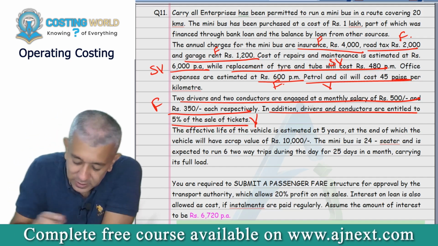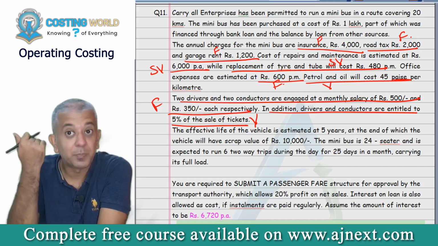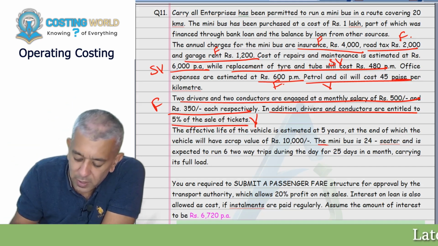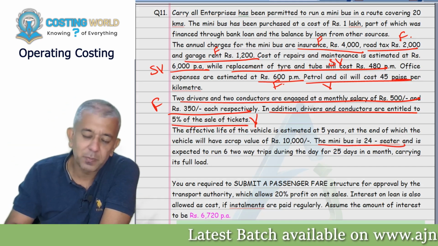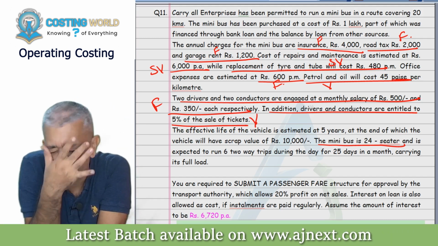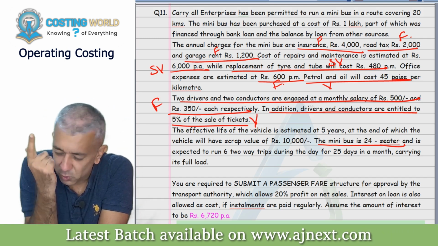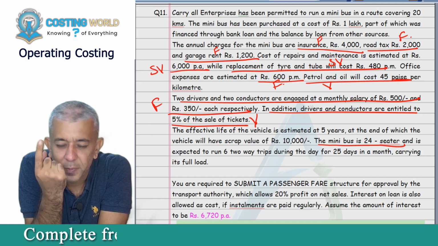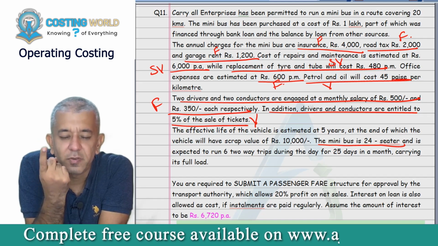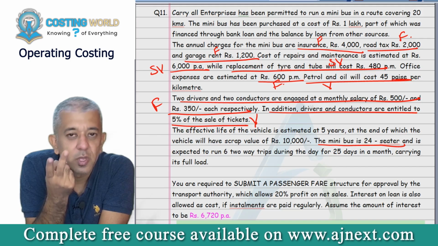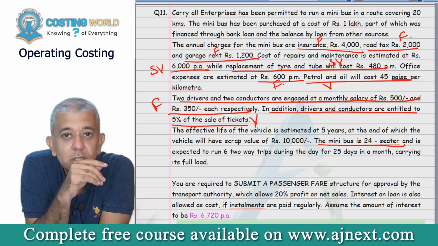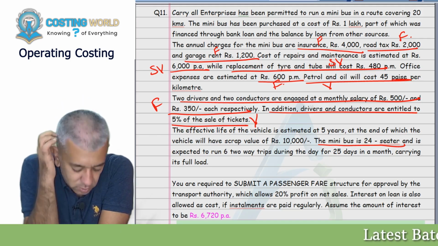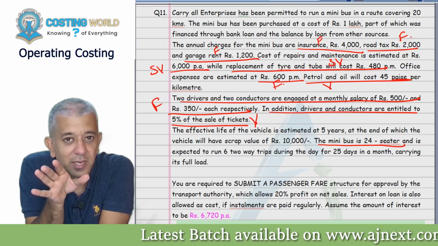The minibuses, now again one thing, because some people think too much. The minibus is 24-seater. Some people start thinking, sir, 24-seater, I think there is a catch in the question. One seat will be occupied by the driver. One seat will be occupied by the conductor. So therefore, there will be 22 passengers. Now, don't think all these weirdo things. Okay. If it will be something like this, they will tell you.